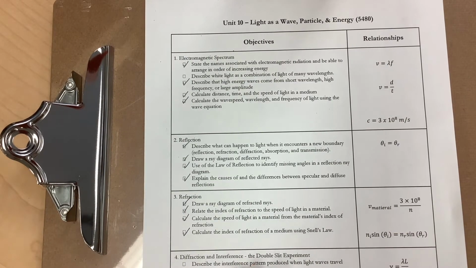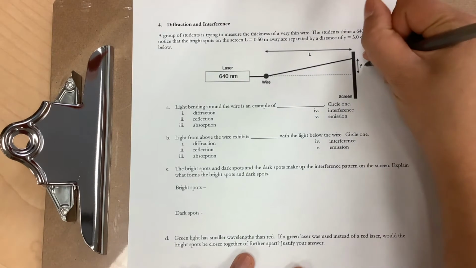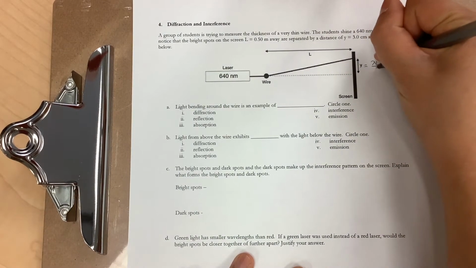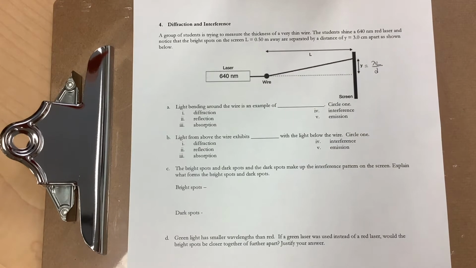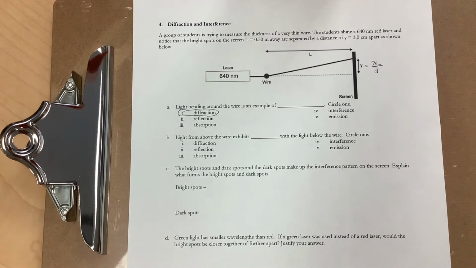So last wave property before we get on to particle and energy properties. Diffraction. Whenever you see diffraction, we're dealing with this y equals lambda L over d equation. In this case, the red laser light is diffracting around the wire. When it bends around the wire on both sides, remember diffraction is an example where light either bends around an object or through an opening.